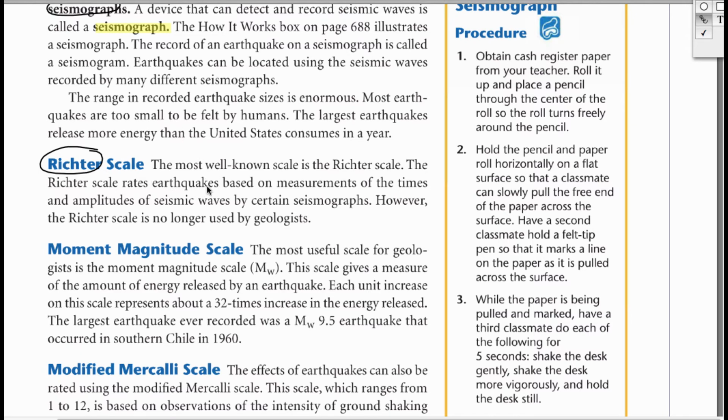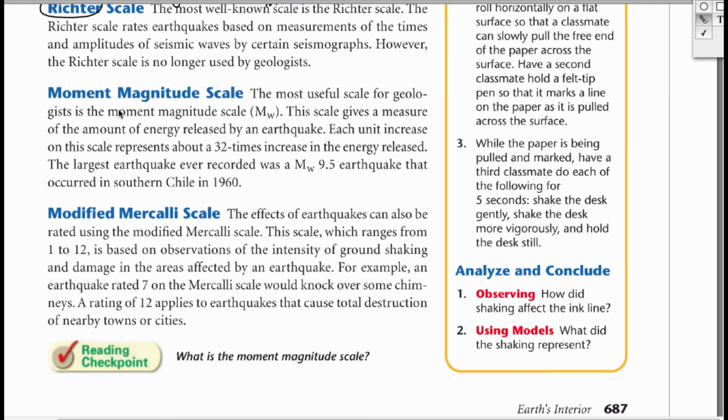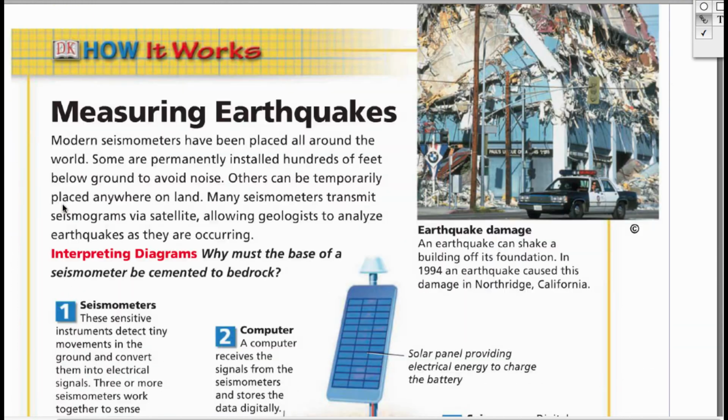A Richter scale is basically a logarithmic scale, which basically means it's a power of 10. So if you have 1 on the Richter scale and then 2, this is actually not just a step of 1, it's actually 10 times more. Anytime you go up by 1 on the Richter scale, it's 10 times. Okay? I'm not going to ask you about these different scales. Just be aware mostly of the Richter scale. Okay?